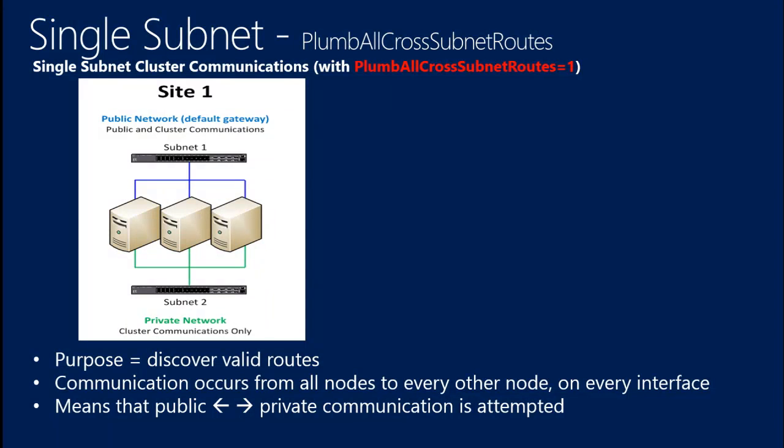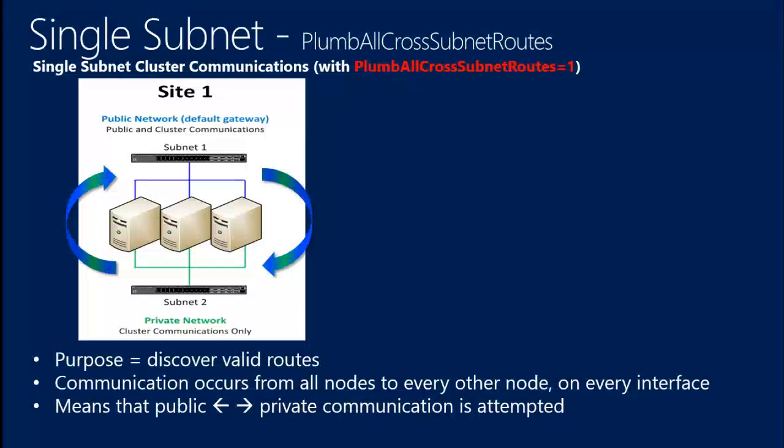We have the option to set one of the cluster properties to plumb all cross-subnet routes. The default is 0. Set it to 1, and by setting it to 1, we tell the cluster, try to communicate between one subnet and other subnets. That gives us the ability to discover valid routes and increase our resiliency within the cluster. Most of you probably have never used that, and that's fine. It doesn't apply in most cases, but it is going to be applicable as we move through the slides here in just a moment.